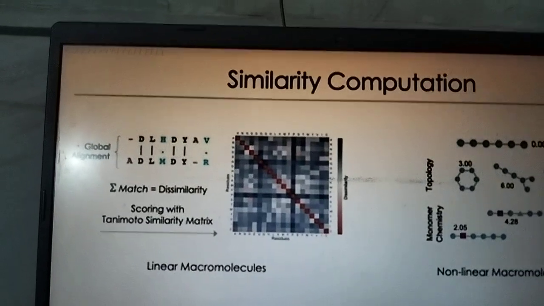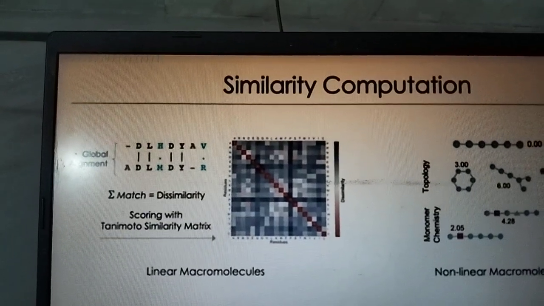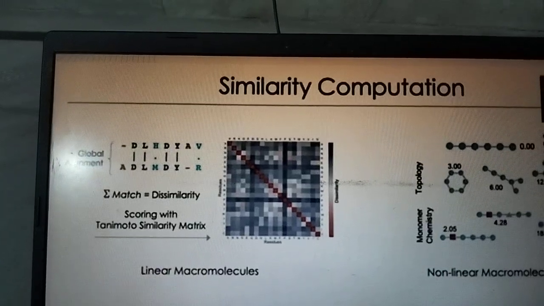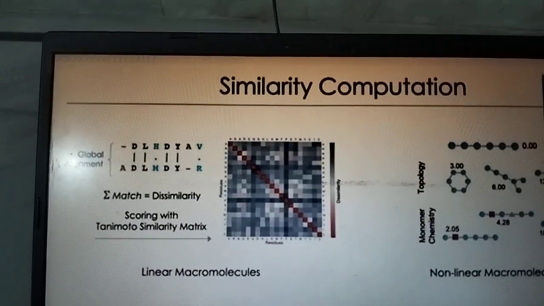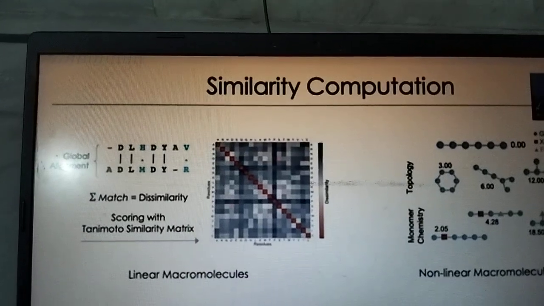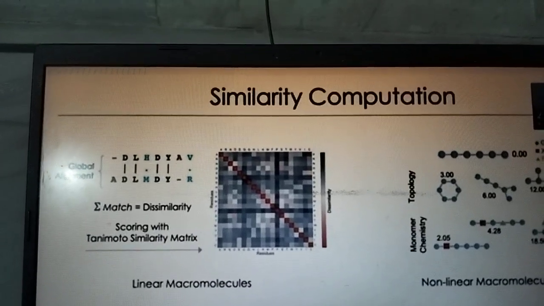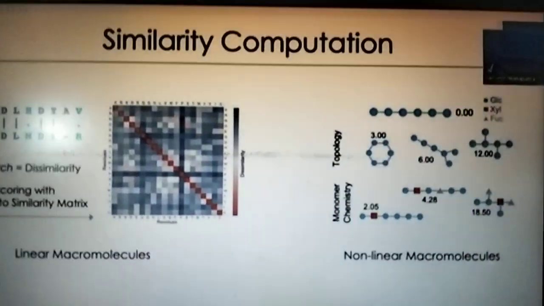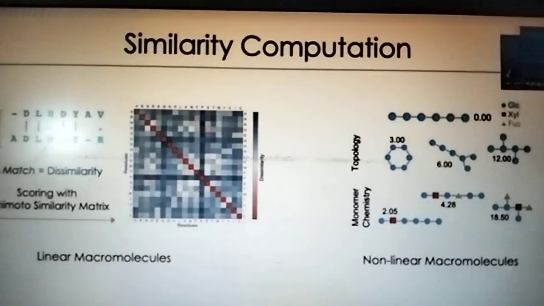macromolecules. So this is the matrices representation. In this one is the graphical representation of the matrices. So this is the representation. Next one is the non-linear macromolecules. So it's different from this, using these non-linear macromolecules.